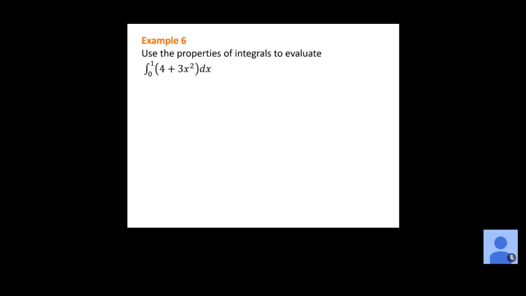All right. So example 6, we want to use those properties we just saw to evaluate this integral from 0 to 1 of 4 plus 3x squared dx. All right, so thinking about the properties we just looked at, what's one thing we could do with this integral first?